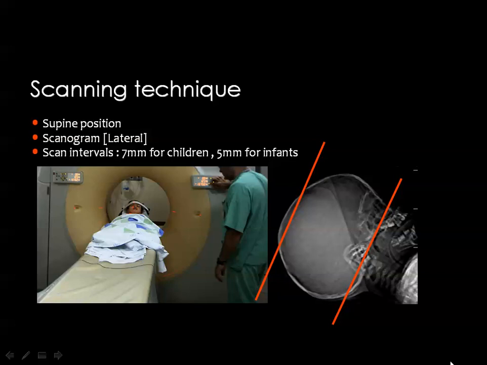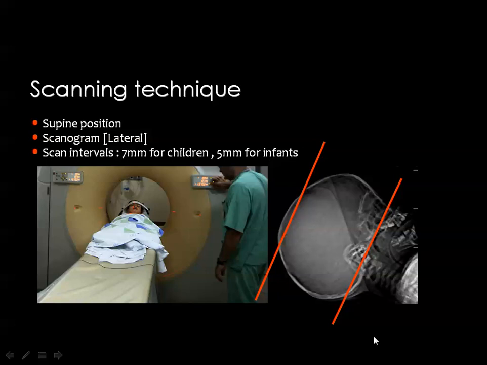Then to have a CT scan of the brain, we put the child on the CT machine, and we usually have this preliminary image, which is known as the scanogram. And the scanogram is obtained in the lateral view, and sometimes we can obtain a frontal scanogram, and this is usually done whenever we are examining the chest or the abdomen, for example. But in the brain and the spine, we usually have a lateral scanogram. Then we say to the machine we would like to scan this area, starting from the base of the skull, ending by the vertex of the skull.